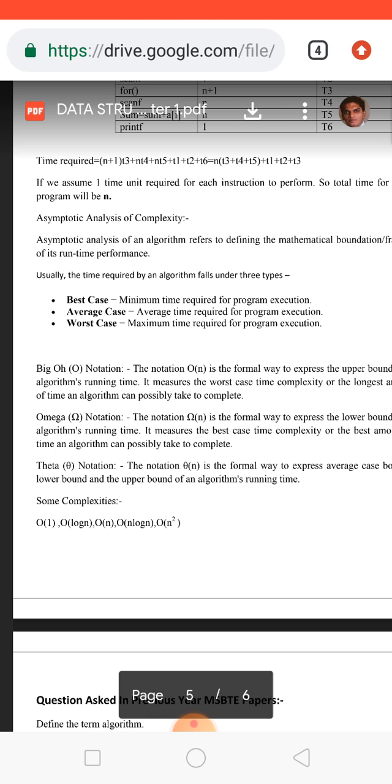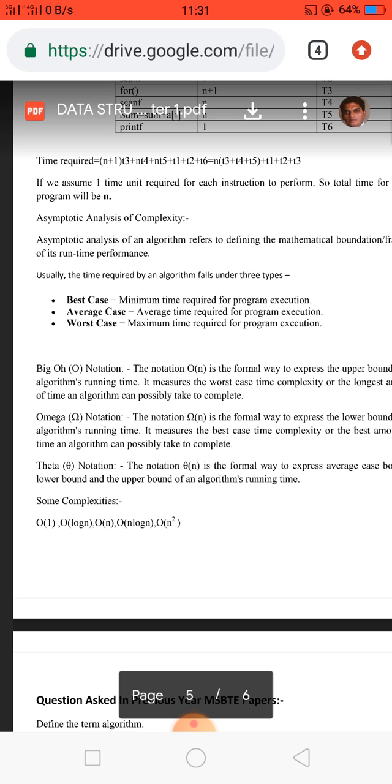Some of the complexities are expressed as big O of one, means only one statement, and that statement is performed only one time. Big O of n means every statement in the algorithm is going to perform at most n number of times. Big O of n square means every statement in the algorithm is going to execute n square number of times.